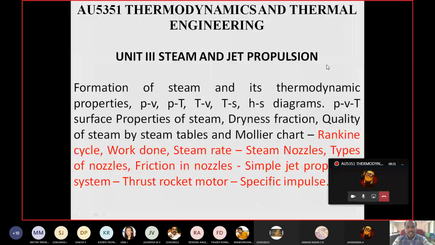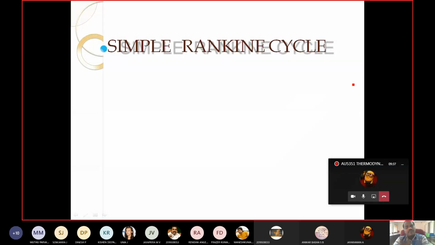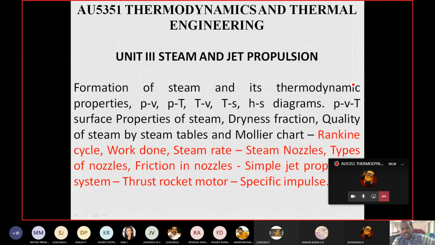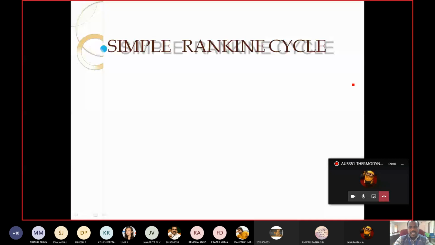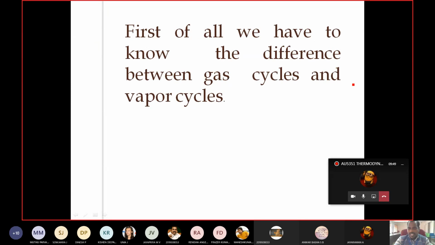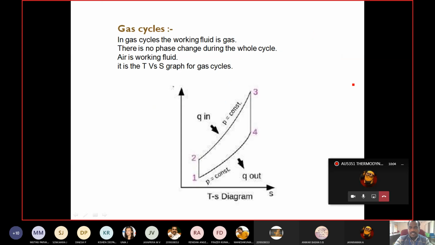Rankine cycles. First of all, we have to know the difference between the gas cycles and the vapor cycles. We already studied a lot of thermodynamic cycles, but we have to know the difference between a gas cycle and a vapor cycle. In gas cycles, the working fluid is gas, you know very well. There is no phase change during the whole cycle. This is very, very important. Air is the working fluid here.